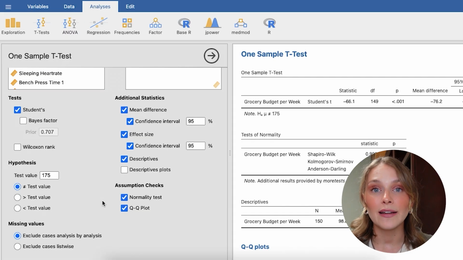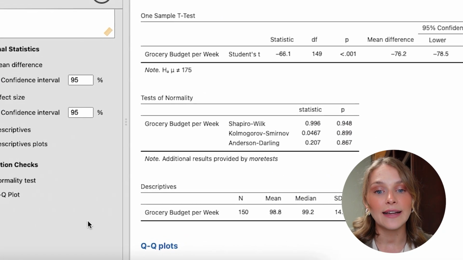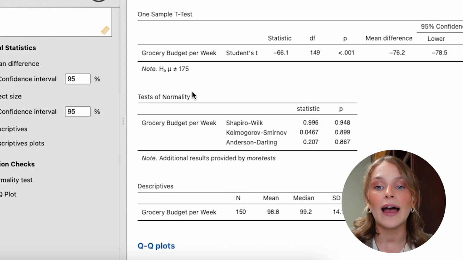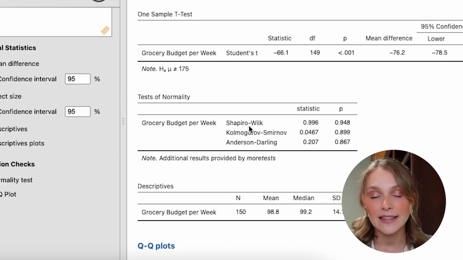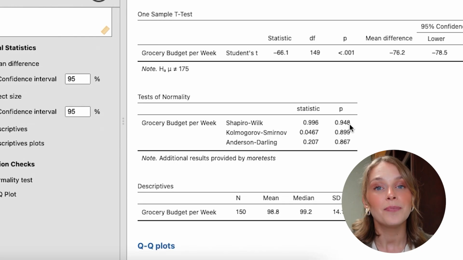The assumption of normality states that our dependent variable is normally distributed in the population, and we can assess that in two different ways within Jamovi. So one of the ways, if you selected the normality test, you'll see we have something called the Shapiro-Wilk test. This is a test that tests our sample distribution and compares it to a perfectly normal distribution.